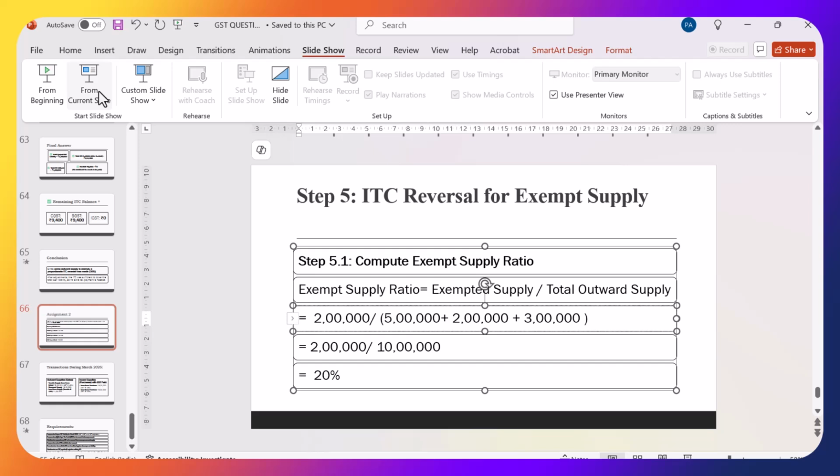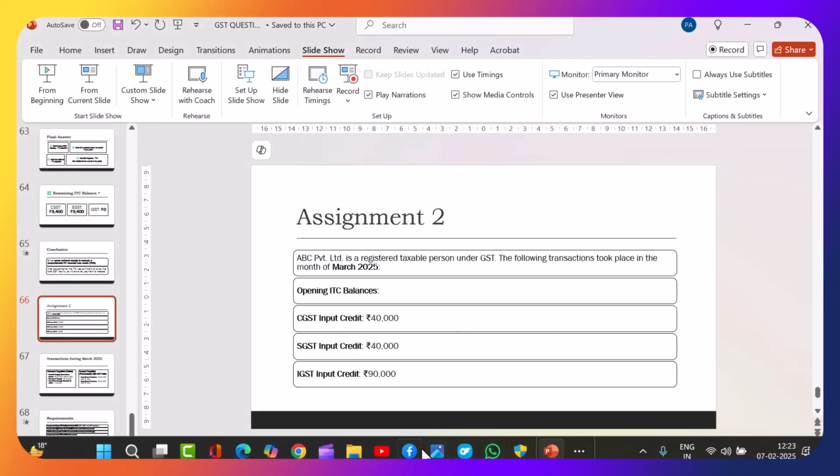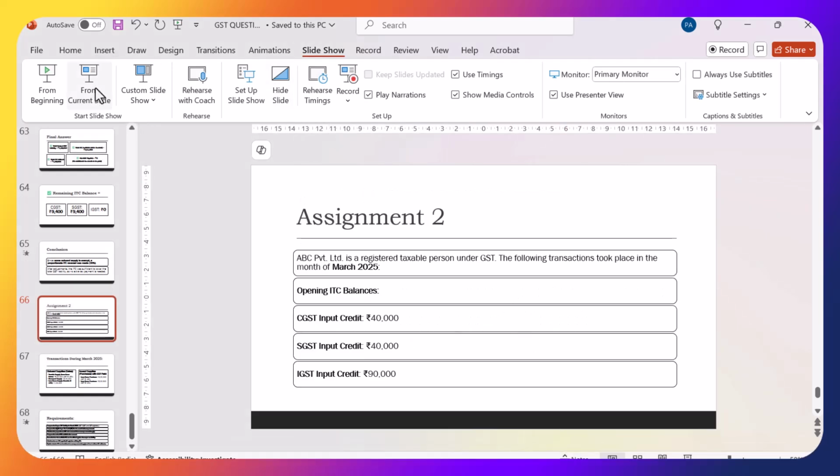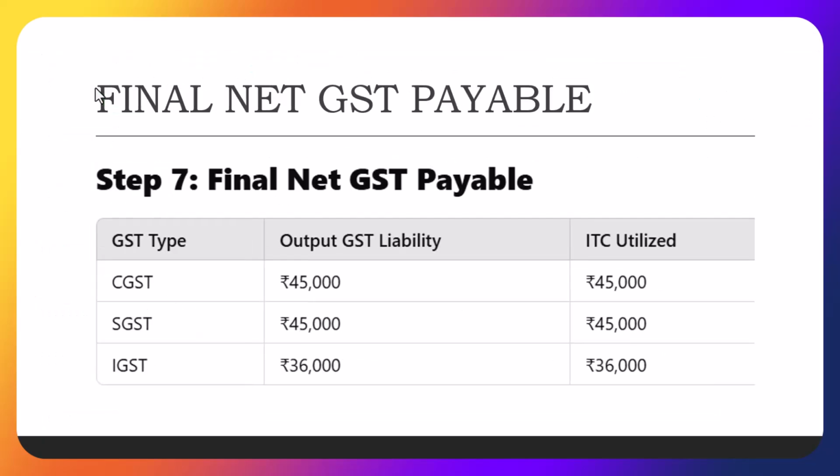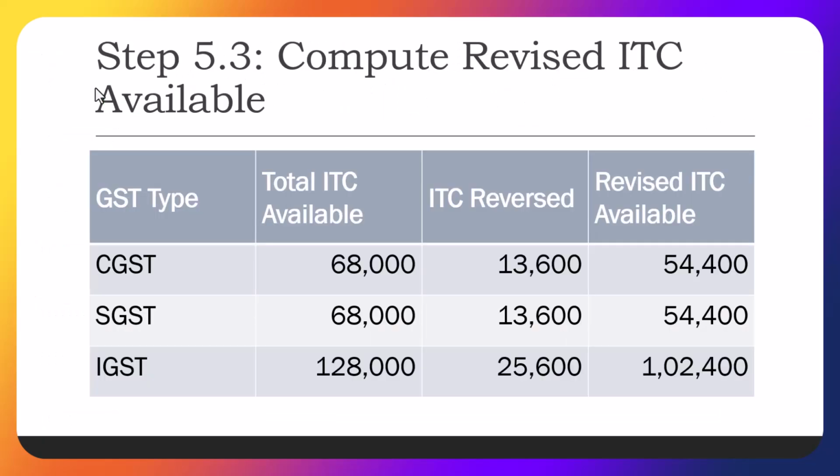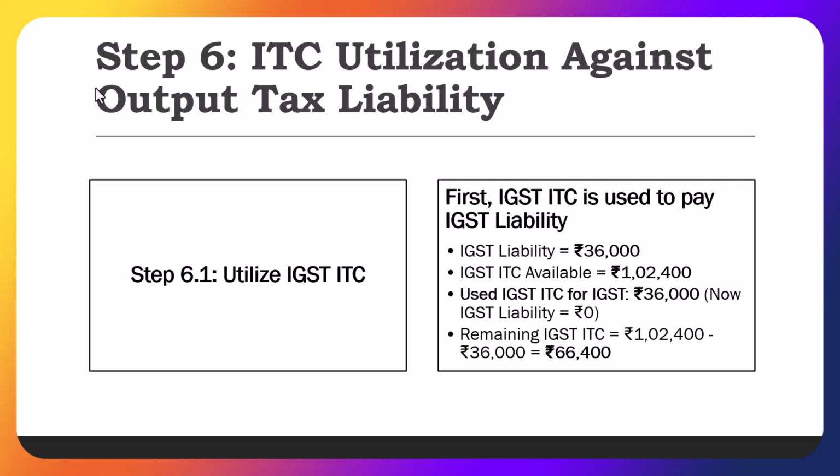Sir, I have one doubt. Yeah, please. In the previous question, we set off IGST ITC against CGST and SGST liability, right? And after that, we didn't use CGST ITC at all, and we took some amount of SGST ITC to set off the remaining amount. So how is the balance coming out as 9,400 for both? Shouldn't that be more?